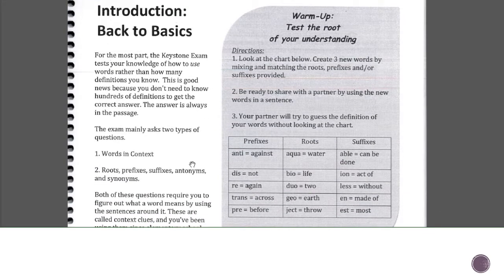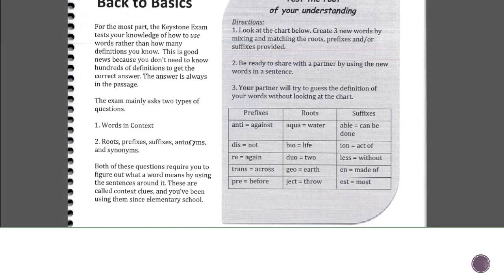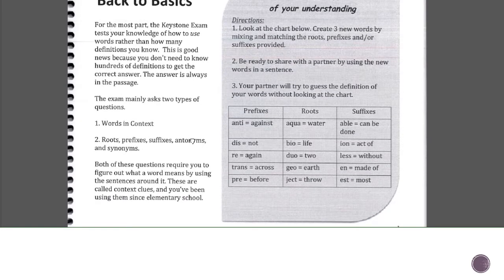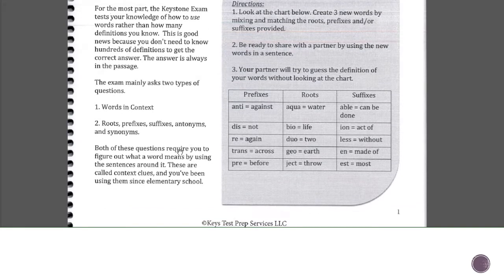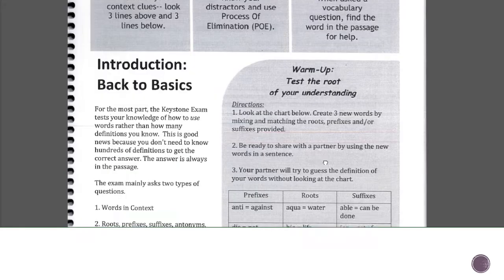For the most part, the Keystone exam tests your knowledge of how to use words rather than how many definitions you know. This is good news because you don't need to know hundreds of definitions to get the correct answer. The answer is always in the passage. The exam mainly asks two types of questions: words in context and roots, prefixes, suffixes, antonyms, and synonyms. Both of these questions require you to figure out what a word means by using the sentences around it. These are called context clues, and you've been using them since elementary school.